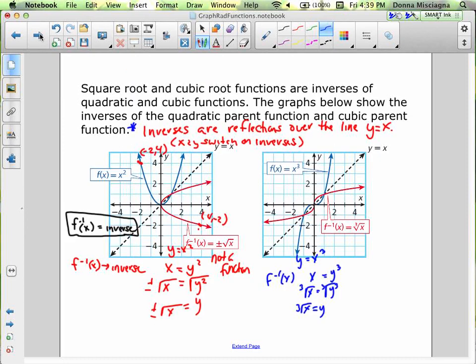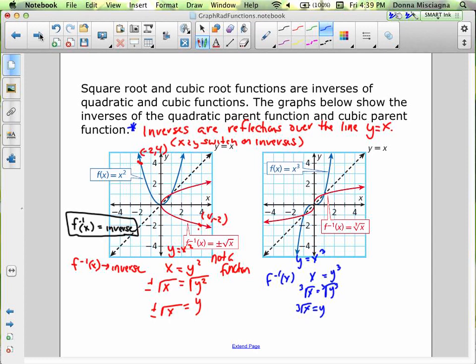So first though, a little bit about those two parent functions. So square root and cube root functions are inverses of quadratic and cubic functions. The graphs below show the inverses of the quadratic parent function and the cubic parent function. And I have these in your notes as well, just so you can get a little idea of a function and its inverse. Now, something interesting about inverses, and if I didn't put this in your notes, add this part with the star. I think I didn't include that.